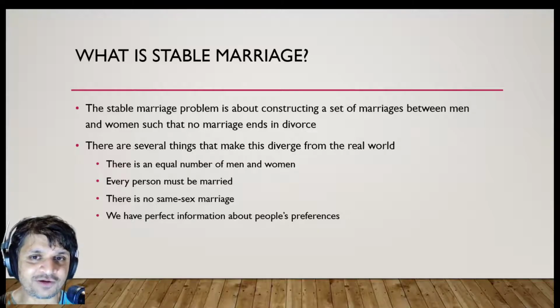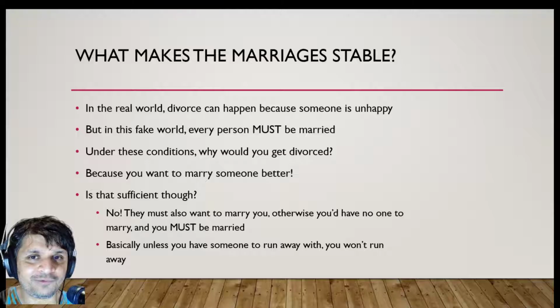But when we're trying to solve this artificial problem, this computational problem, we establish these constraints. There's an equal number of men and women. There's no same-sex marriage. At the end of the execution of our solution, every person must be married. And we know everyone's preferences perfectly. So we're trying to marry off these men and women.